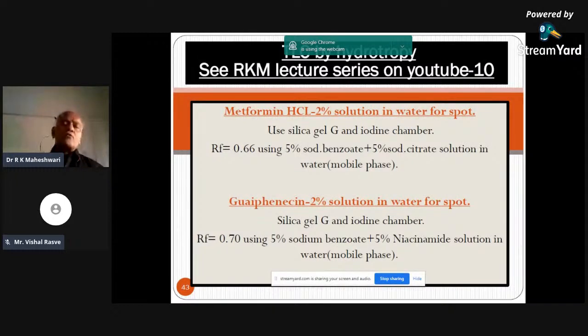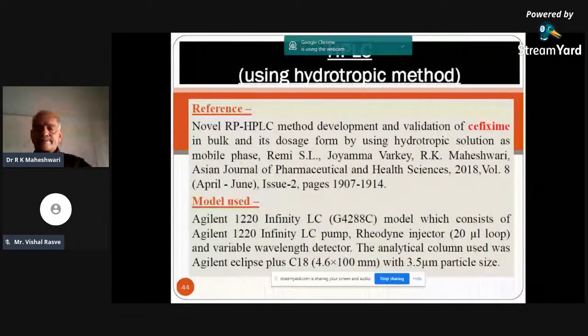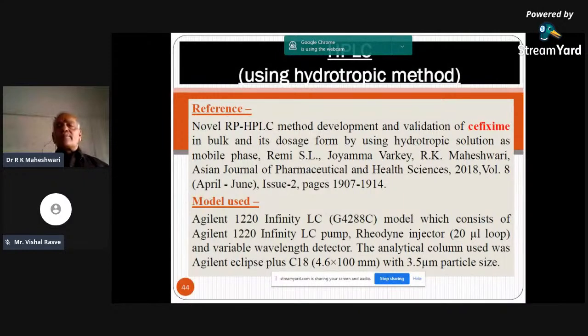For each and every water soluble drug, you can perform the TLC without the use of any organic solvent, just by the use of hydrotropy or mixed hydrotropy. Now you see the application of this hydrotropy in HPLC analysis.